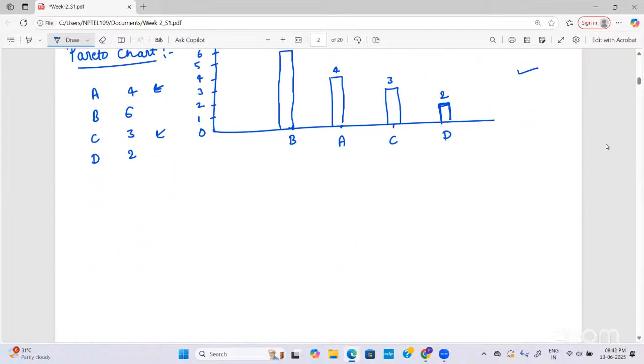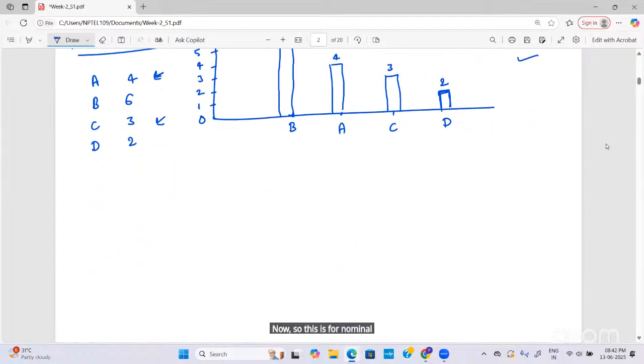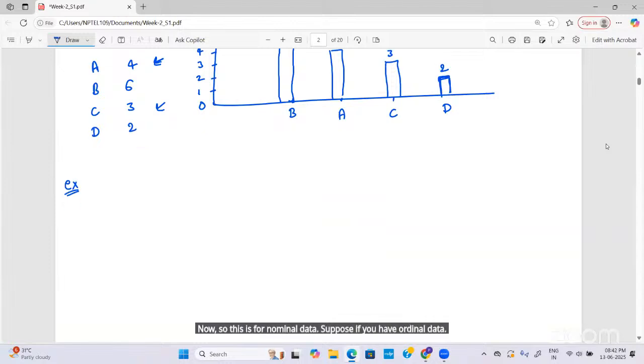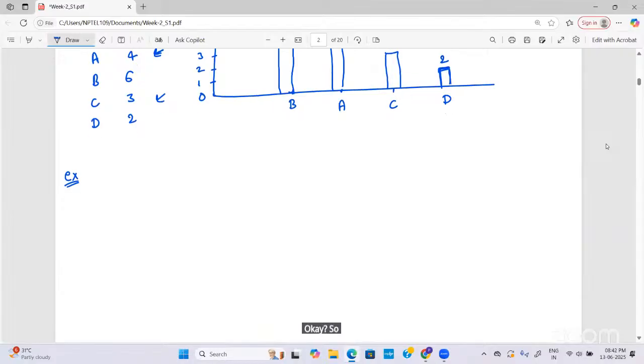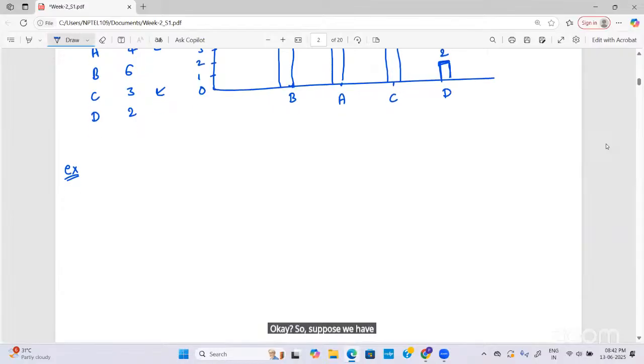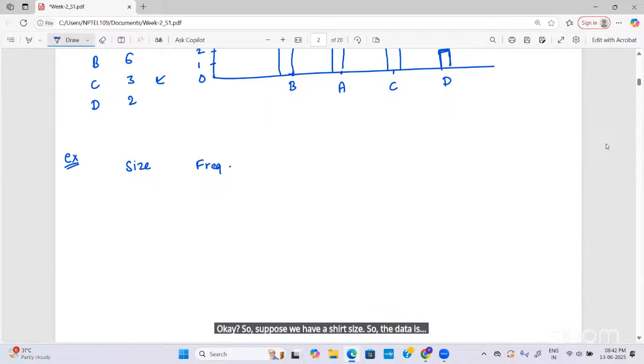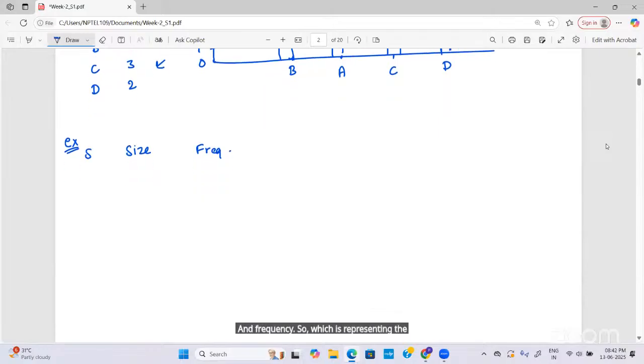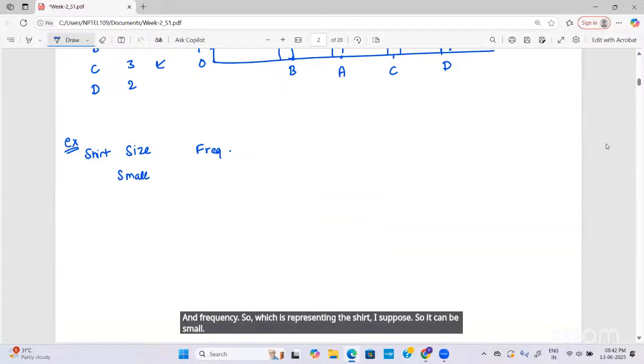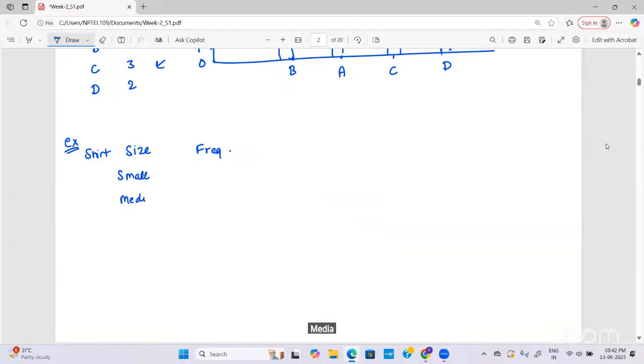Now, this is for nominal data. Suppose you have ordinal data. Suppose we have a shirt size. So the data is size and frequency, which is representing the shirt size. So it can be small, medium, and large.